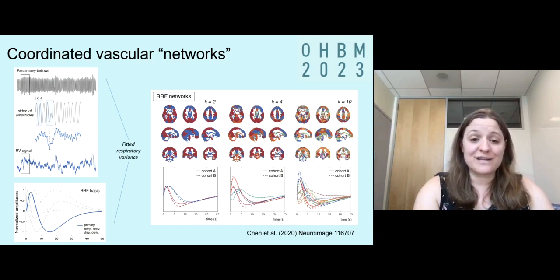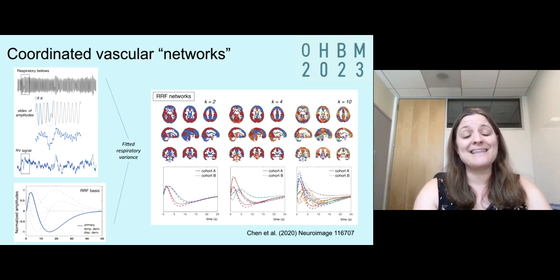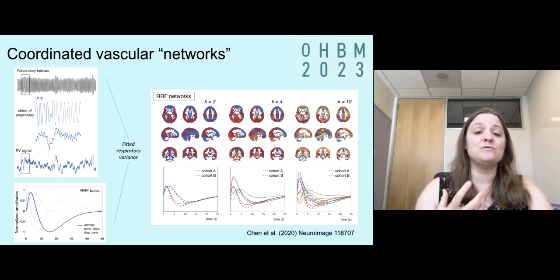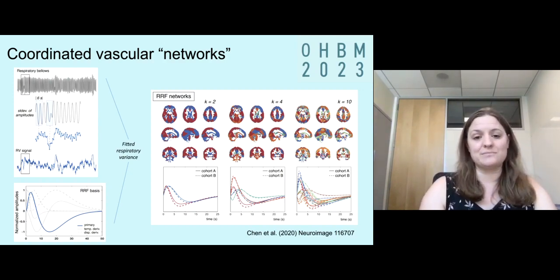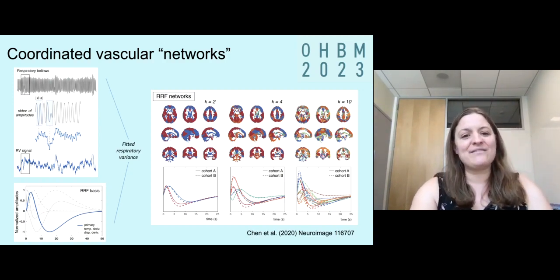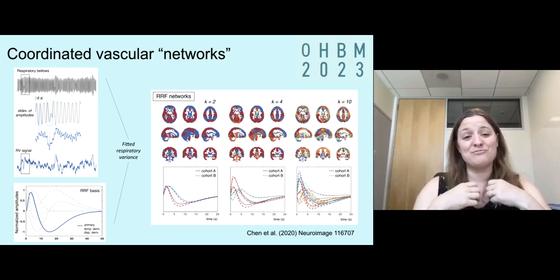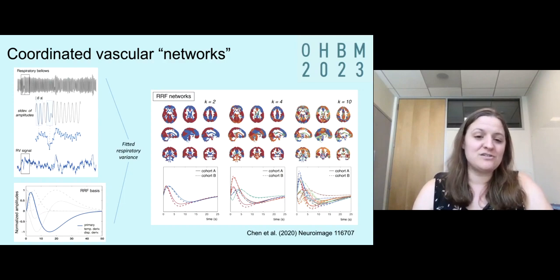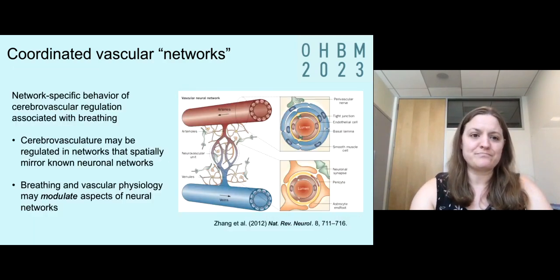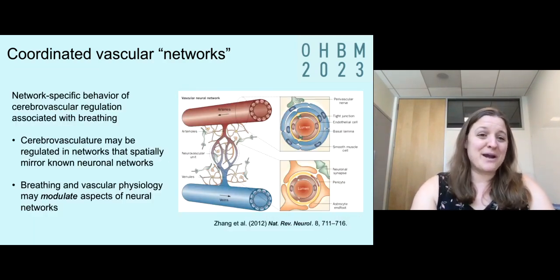And these structures are consistent between two different cohorts, and they cannot be replicated by chance when using breathing from, say, a different subject. And so this adds evidence that there are these structures, long-distance coordinated responses to breathing changes and CO2 changes. So what does this mean? Perhaps there are these coordinated vascular networks.